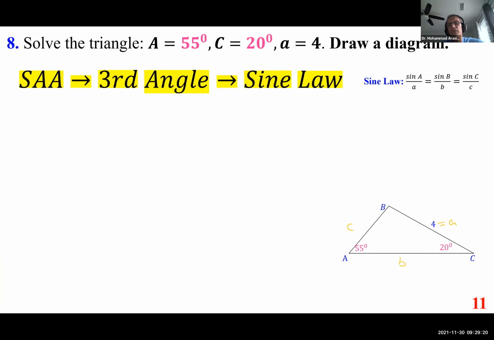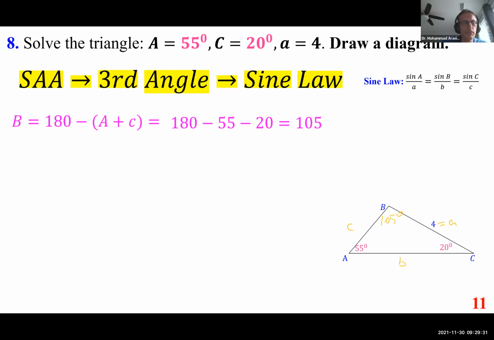And so we add up 55 and 20 and subtract it from 180. We end up with 105. That's the first thing we do. You can subtract both, or you can add them up and subtract them. Either way is fine. So we have now all the angles. We have one side, namely a equals 4. So plug it into a sine law.